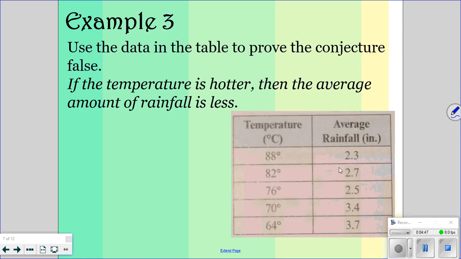Looking at this one, we want to prove the conjecture false. If the temperature is hotter, then the average amount of rainfall is less. So we start down here, and as we go up, we get hotter. If the temperature is hotter, it's saying this average amount of rainfall is going to be less. So this 3.4 is less. That's less. Oh, here's where the counterexample is.